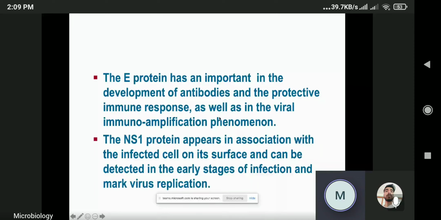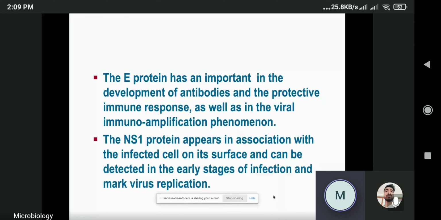Okay, and NS1 protein appears in association with the infected cell on its surface and can be detected in the early stage of infection. Means this one is important from a diagnostic point of view. NS1 antigen or protein can be detected early in the patient's serum. Means if the patient is having infection and the virus is actively multiplying, then we can detect this NS1 protein in the serum sample of the patient. Means these have diagnostic significance.